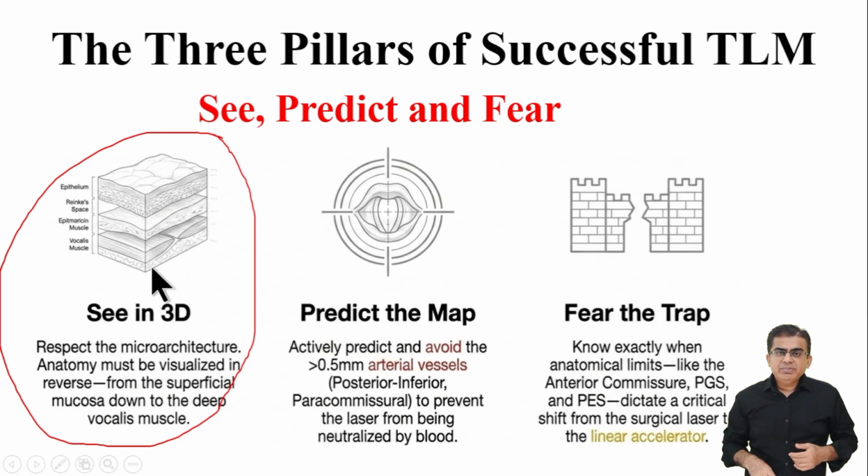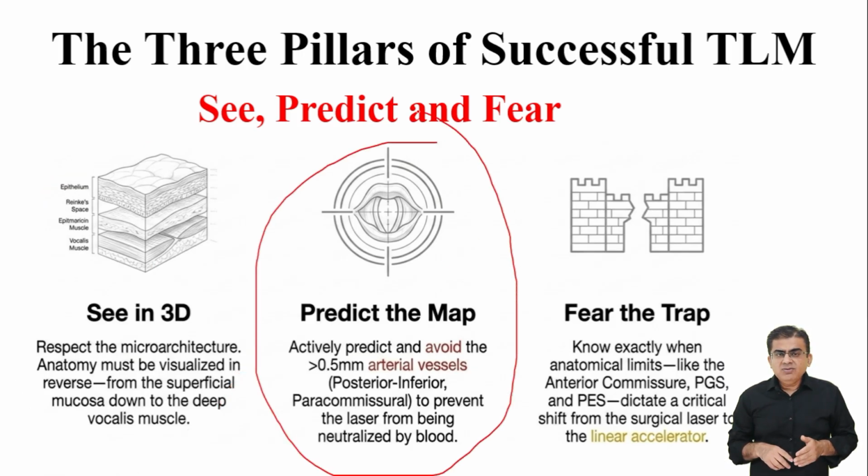Second, you must actively predict the bleeding map. You must anticipate and avoid vessels that are larger than 0.5 millimeters. This keeps your laser from being neutralized by a pool of water-rich blood.